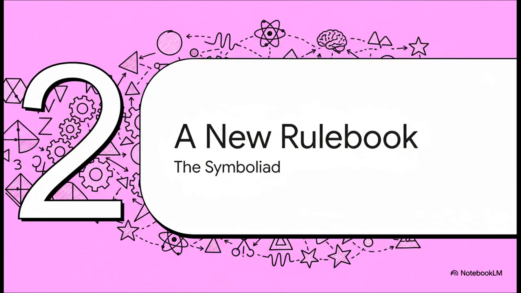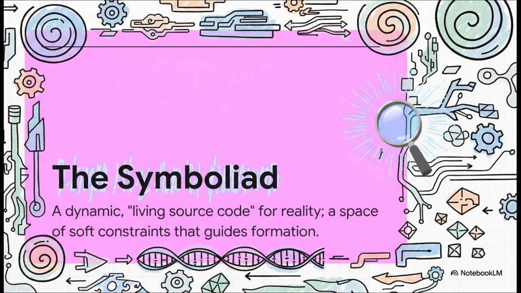So this is where the symbols framework comes in. It basically throws out the old rulebook and gives us a completely new one for how reality actually works, from the tiniest particles all the way up to us. At the heart of it all is this thing called the symboliad. Now, don't think of it like a blueprint where every possible future is already mapped out. It's way more dynamic. Think of it more like a living source code for reality. It's this set of flexible rules or constraints that guide how things can even come into being. It doesn't just hold all the possibilities, it actually shapes how they can form.